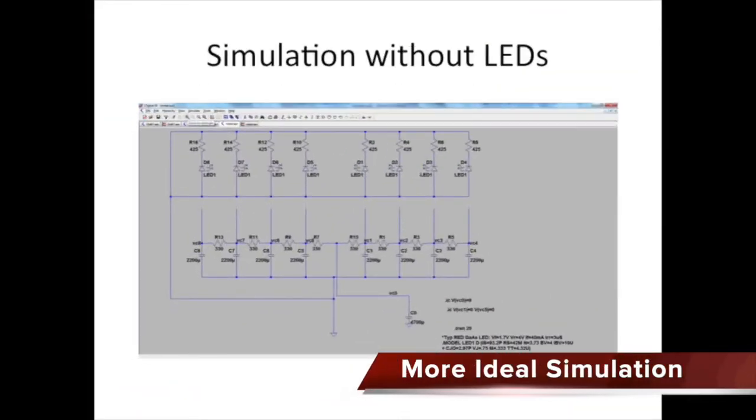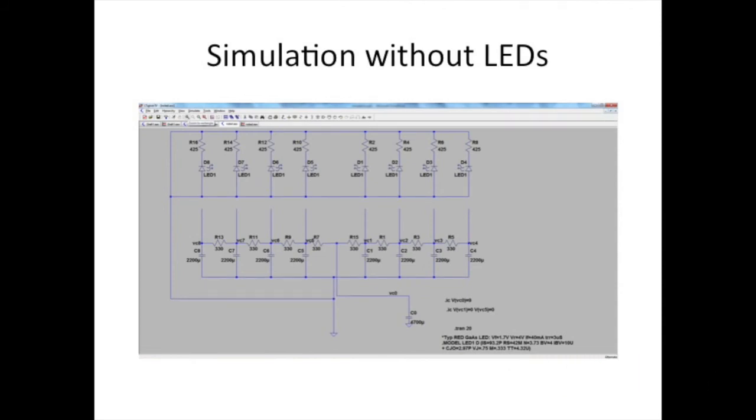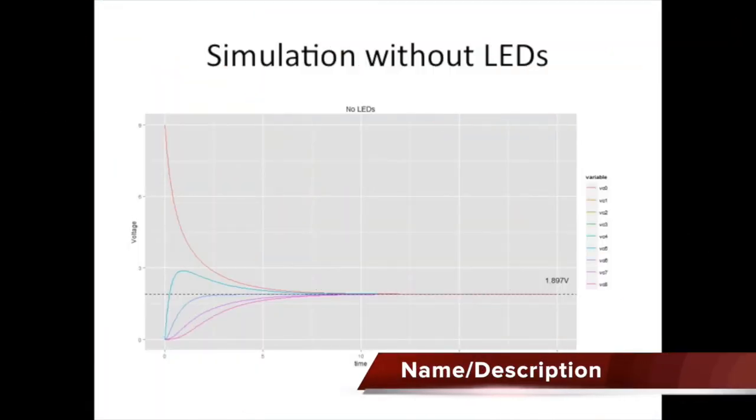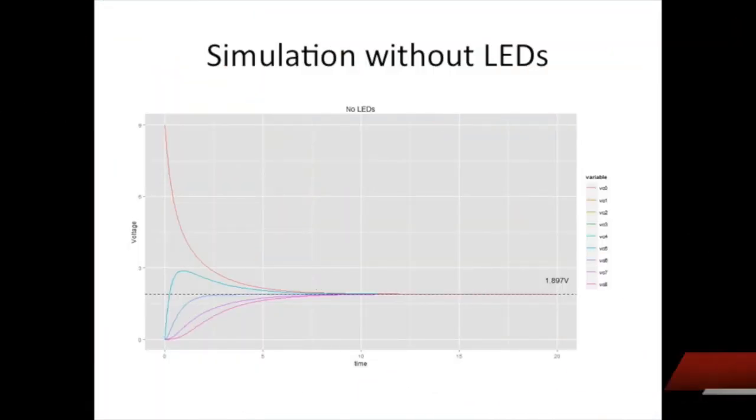Let's take a look at what the simulation would tell us if we remove the LEDs from the circuit. Here I've done just that. Run the simulation for about 10 seconds to see what the end voltage is. And as we can see here, the simulation in this case predicts that the end voltage will be 1.9 volts, just as we predicted based on the earlier calculations around conservation of charge.